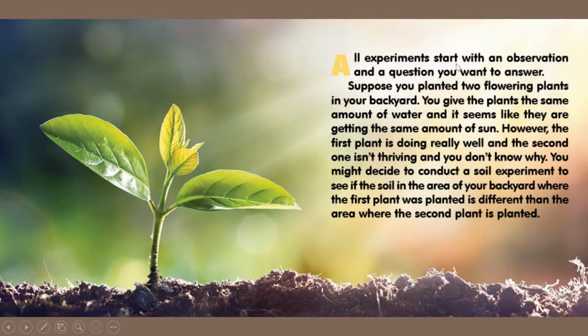All experiments start with an observation and a question you want to answer. Suppose you planted 2 flowering plants in your backyard. You give the plants the same amount of water and it seems like they are getting the same amount of sun. However, the first plant is doing really well and the second one isn't thriving, and you don't know why. You might decide to conduct a soil experiment to see if the soil in the area of your backyard where the first plant was planted is different than the area where the second plant is planted.